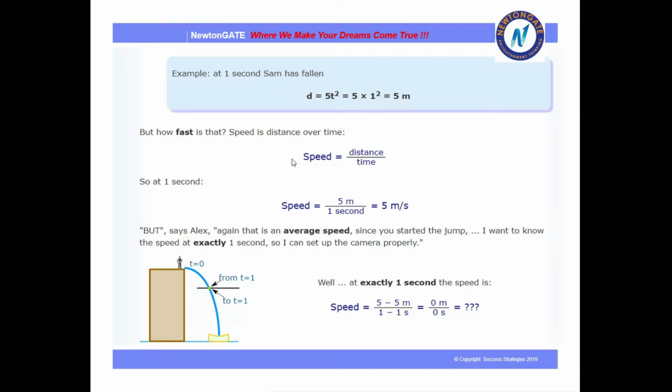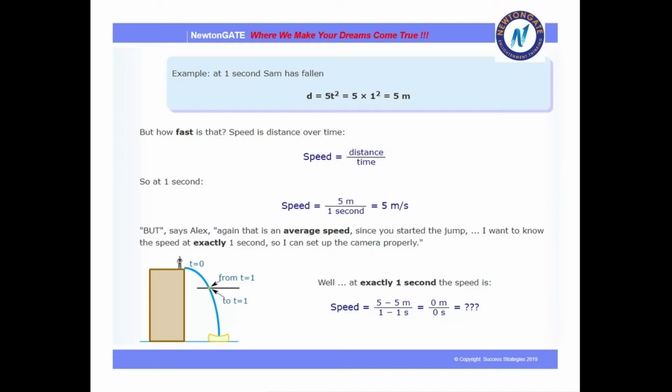But if the question is how fast is that, there we need to know the speed. So speed is distance over time, and if we apply the distance, that is 5 meter, at time 1 second, then the speed is 5 meter per second. But now Alex is saying that is an average speed. That is an average speed when we take that at each interval of time you are falling at the same speed. But I want to know at exactly 1 second what will be your speed, so that I can set up my camera properly.